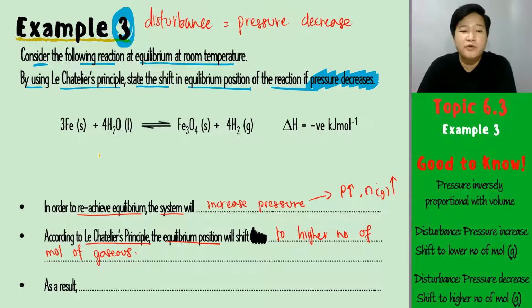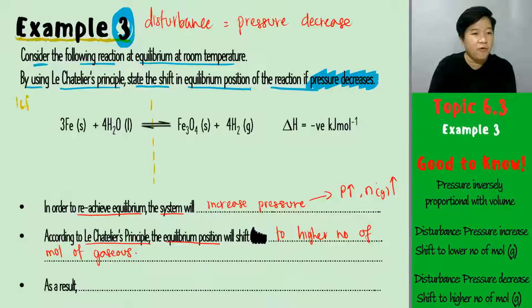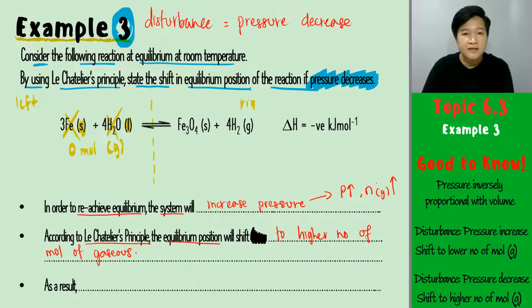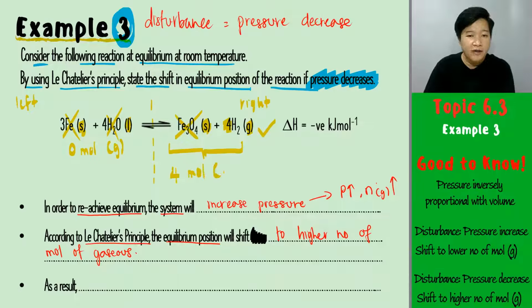So, as always, when we want a higher number of mole of gases, we need to check your equation on the left and on the right. Right now, I have my left over here. On the left is a solid, so we will ignore. On the left is a liquid, so we will ignore. Therefore, on the left, I have 0 mole of gas. While on the right hand side over here, take a quick look, I have a solid, we will ignore again. I have a gas with 4 mole, so we will take this one. So, on the right hand side, we will be having 4 mole of gases.